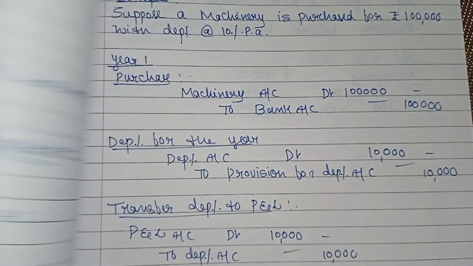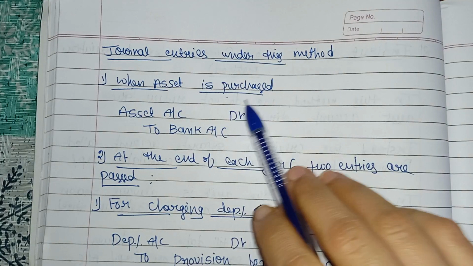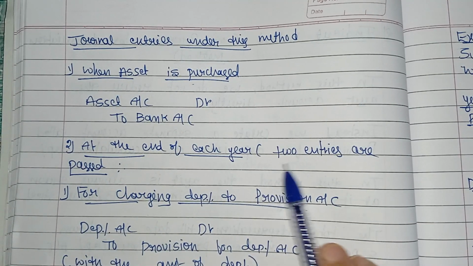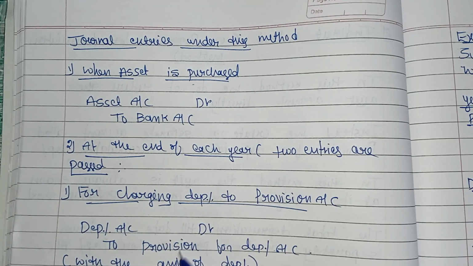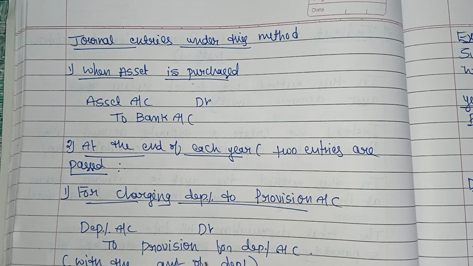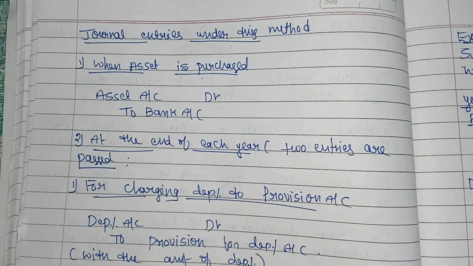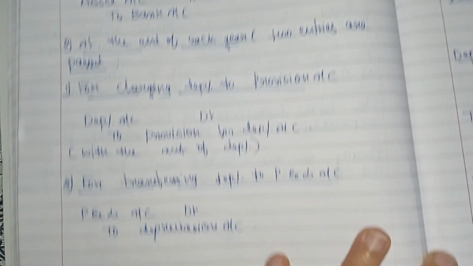So let's understand through one example. Here also the same journal entries we need to pass. For asset purchase, asset account debit to bank account, right? And at the end of each year, two entries for charging depreciation: here, depreciation account debit to provision for depreciation account. And for transferring the depreciation to profit and loss account, that is also the same: profit and loss account debit to depreciation account.